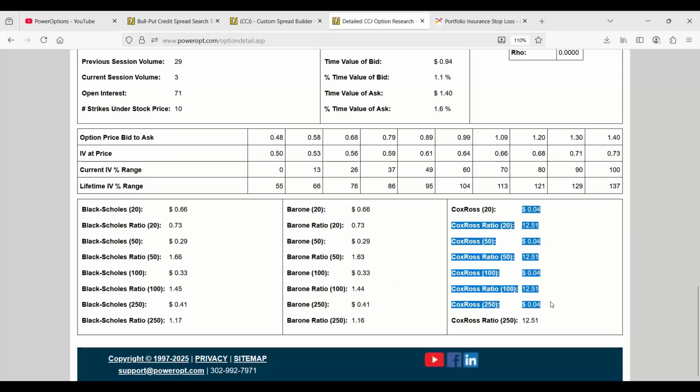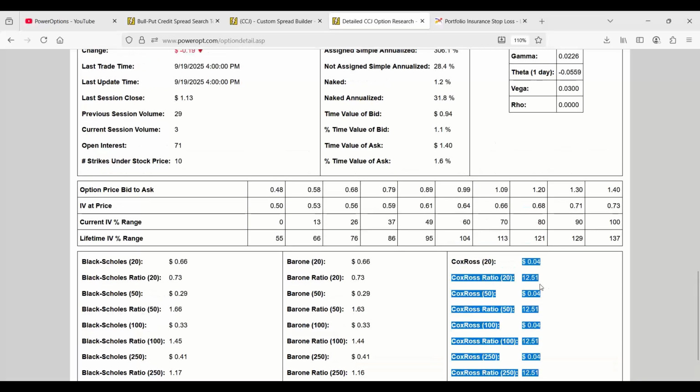This just doesn't look right for the Cox-Ross equation. I think there's some value that's off as we're calculating it in the background.